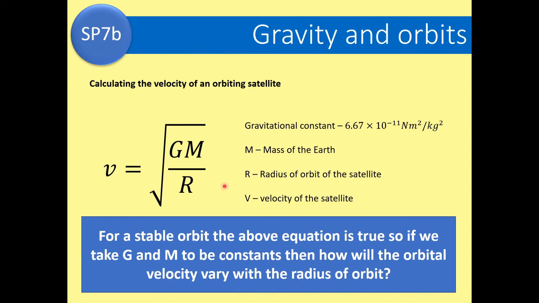So what I'd like you to do is have a look at this equation and see what you think will happen to the velocity if you increase or decrease the radius. Pause the video, have a think. So hopefully you should think that if we increase the radius, then we're going to decrease the velocity. And if we decrease the radius, we increase the velocity. So this is saying that the closer an object is to what it's orbiting, the faster it's going to have to move. So low Earth orbits are the very, very quick ones, and high Earth orbits are the slower ones.